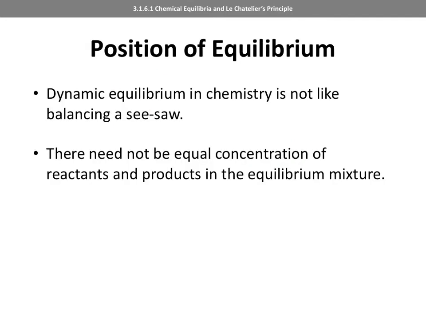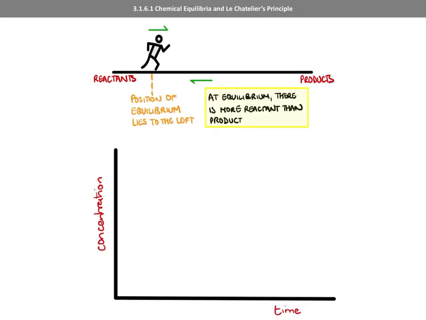Now, crucially, when we're thinking about dynamic equilibrium, we definitely don't see it like balancing a seesaw. What's crucial is that there doesn't need to be equal concentrations of reactants and products in the equilibrium mixture. We've got equal rates of the forward and backwards reactions, but what we don't necessarily have is equal amounts on both sides. So this is why we talk about position of equilibrium.